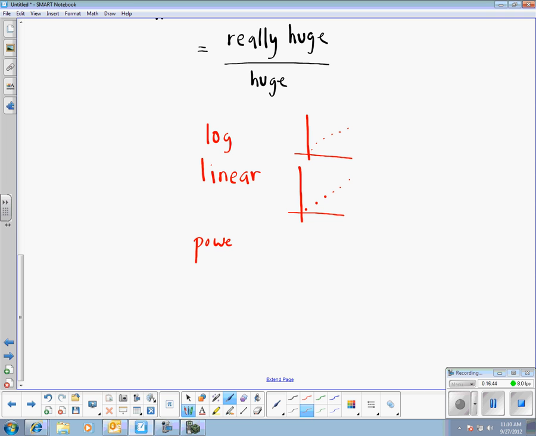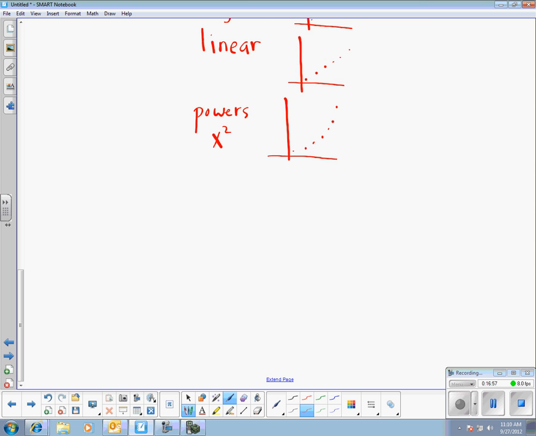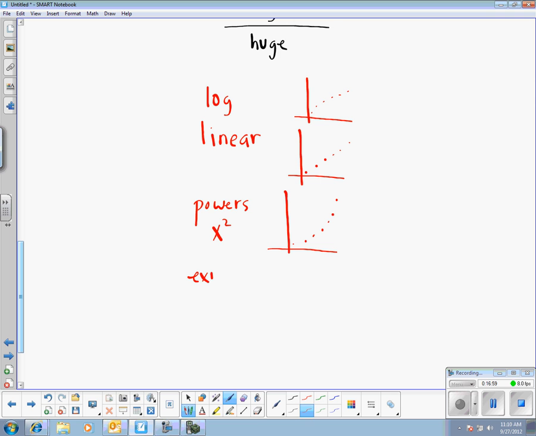Powers, like x squared, go like that, like a parabola. And it doesn't matter if it's x squared, x to the 4th, or whatever. Exponentials act sort of like powers, but they go really steep. So they dominate powers in the long run. All right, if you don't trust me, do 100 squared and do 2 to the 100th power and see which one's bigger.